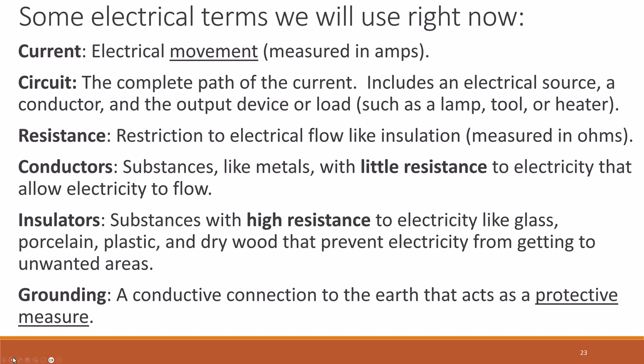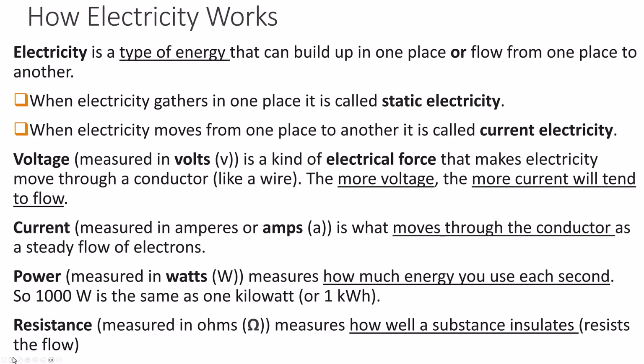So the plastic on the insulation on the wires gives you insulation. That's what we mostly are familiar with. Grounding, a conductive connection to the earth that acts as a protective measure. It's a backup measure. It's not supposed to be your continuous path. It's only for emergency use. Electricity is a type of energy. Well, we knew that. It can build up in one place like static electricity, or it can flow to another place in what we call current electricity. So most of the time we're dealing with current electricity.